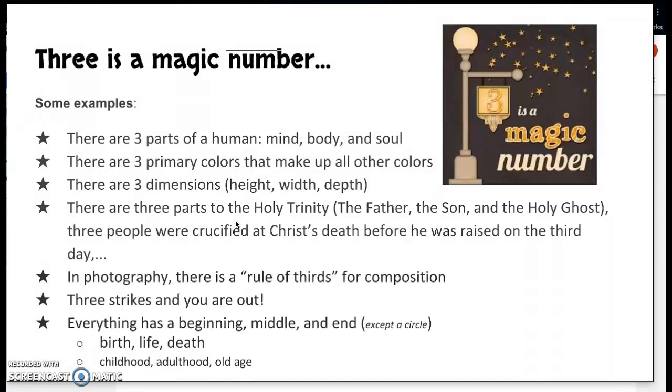3 is a magical number. There are many examples in nature and art, but in writing also. So everything has 3 parts, a beginning, a middle, and an end, except a circle. Even our lives, we have birth, life, death, childhood, adulthood, old age.